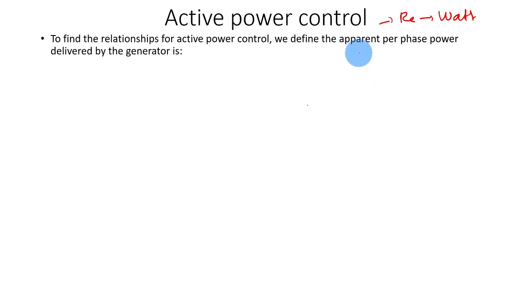We need to define the apparent power. The formula for apparent power per phase is V, the phase voltage, multiplied by the armature current conjugate. You should be very familiar with this equation.